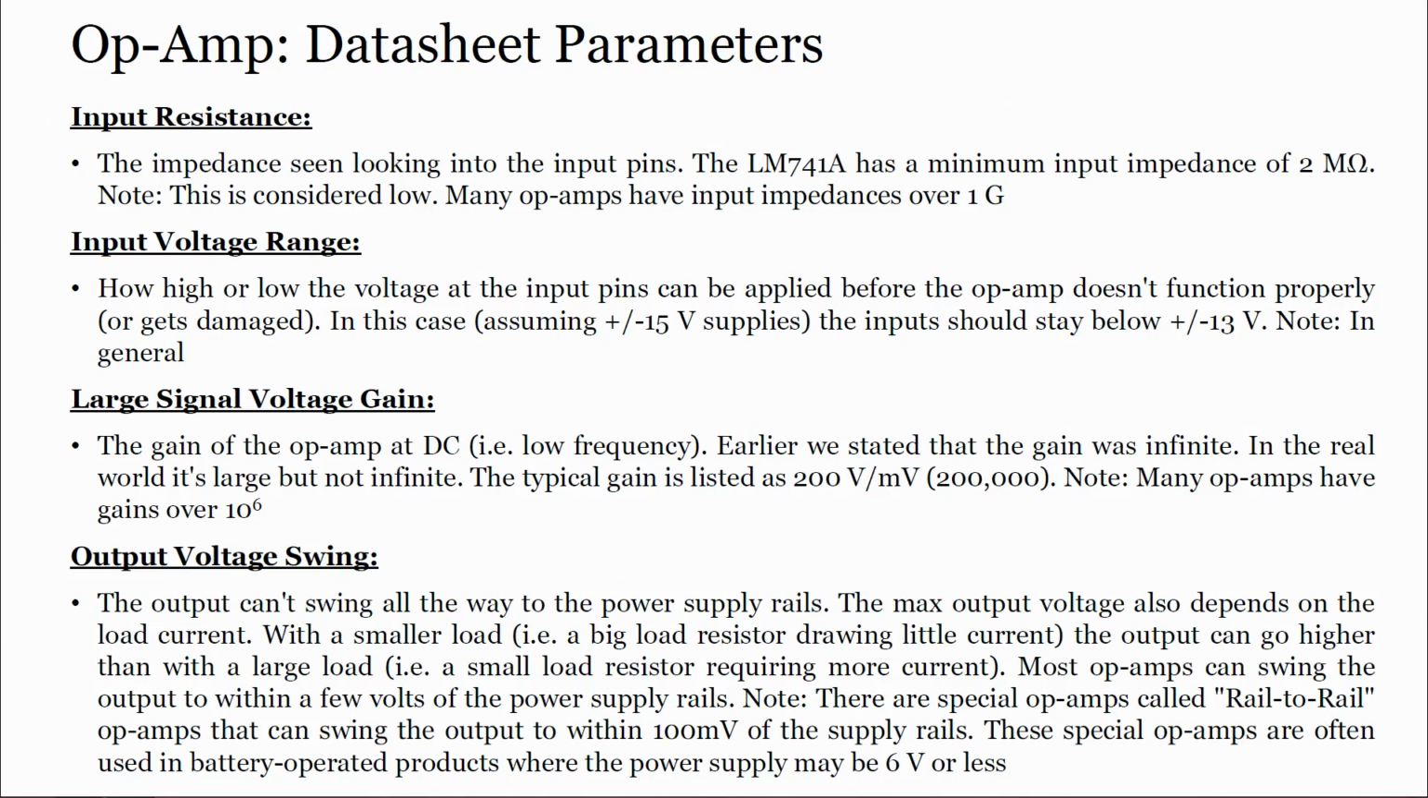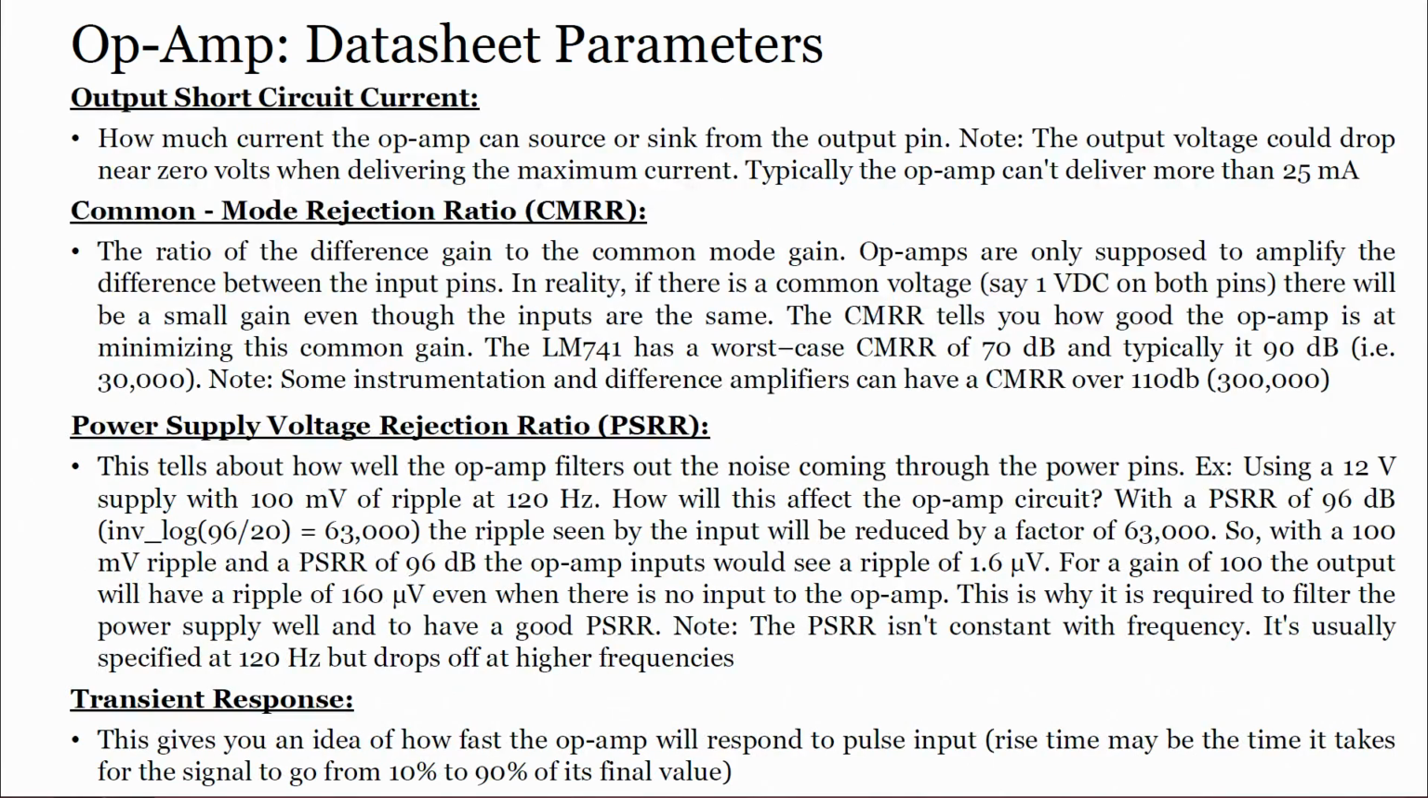right. There are special op amps called rail to rail op amps that can swing the output to within 100 millivolts of the supply rails. It goes as close as 100 millivolts to the supply rails. So, if it is plus minus 15 volts, it can go to 14.9 volts, alright. These special op amps are used in battery products where the power supply may be 6 volts or less. So, we have to see how much voltage we are applying.